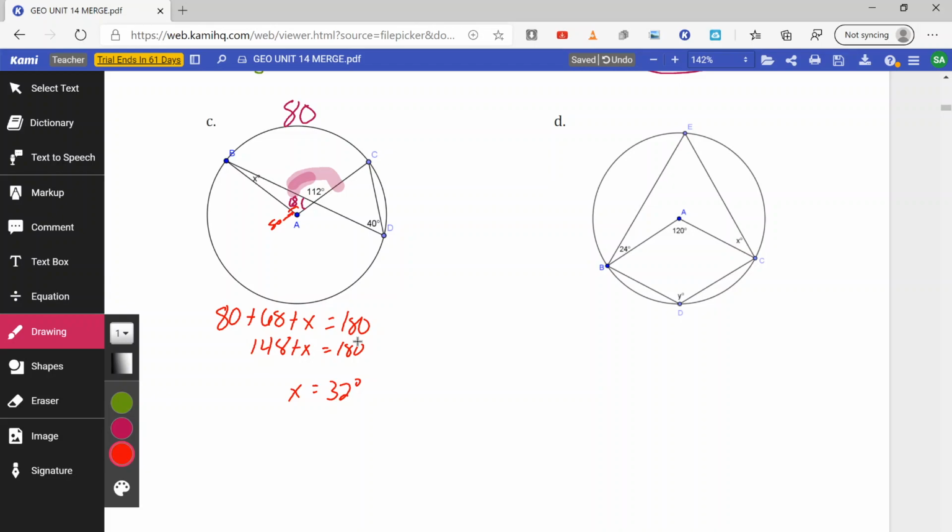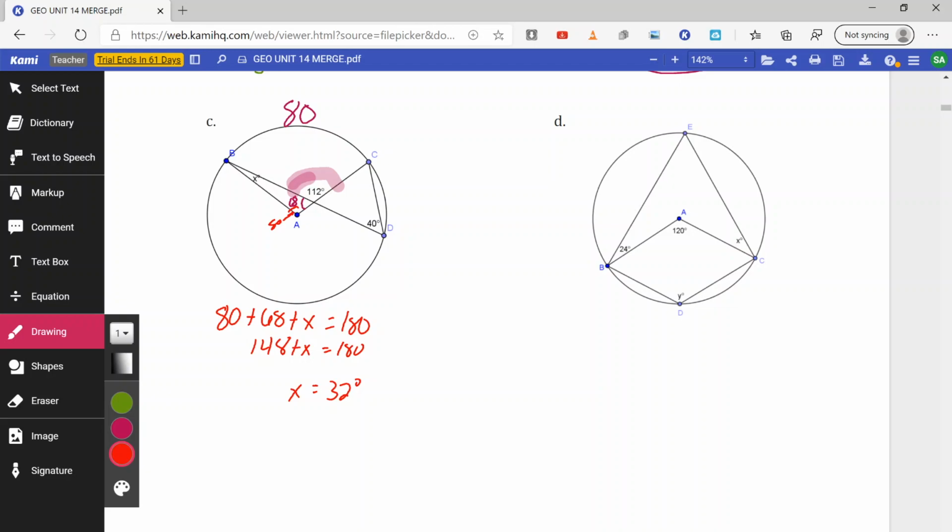And then letter D, we have angles of x and y that we have to figure out. And we are given a central angle of 120 degrees, and we are told angle AEB is 24 degrees. So how are we going to figure this out? Well, I'm going to try and use our inscribed angles in order to figure it out.